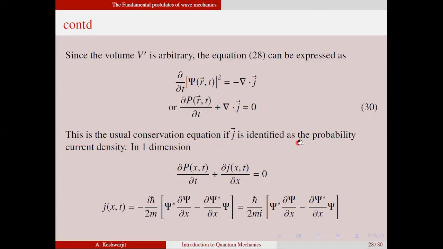If J is identified as the probability current density in one dimension. This is in three dimensions. In one dimension, this divergence will become del J by del x. And this P, the rate of change of P with time, which was initially a function of x, y, z, now becomes only a function of x in one dimension. This is in three dimensions, this is in one dimension. And in one dimension, the expression for J.